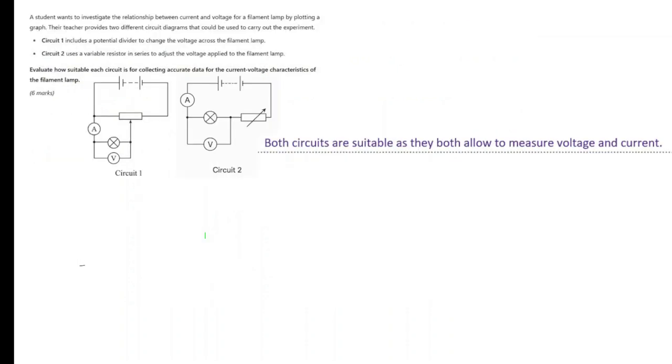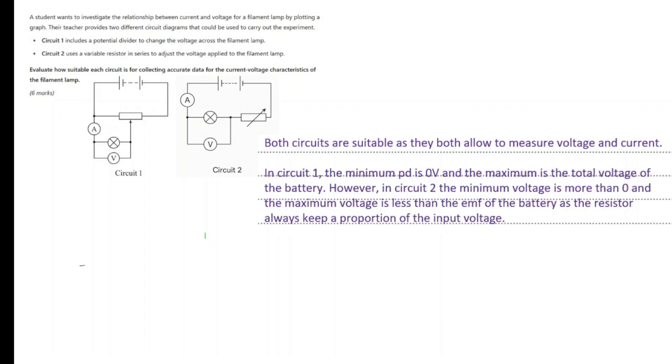Now, the first thing that we can mention is that both circuits are suitable as they both allow you to measure voltage and current. Now, the next point is in circuit 1, the minimum potential difference is 0 volts. How can you do that? All you need to do is connect the sliding contact all the way to the starting point here. So there is no potential difference, that's 0 volts. And the maximum is the total voltage of the battery. So if you remove this and connect it to the other side, to this end, then you get the total voltage across this one.